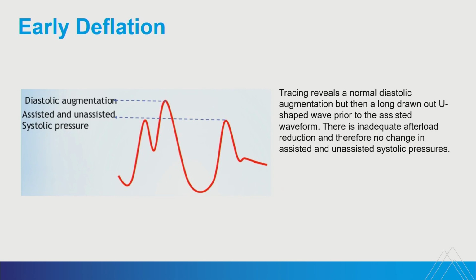This situation is early deflation. So here at the beginning, we're calling this our assisted systolic. This is where the balloon rapidly inflates, so that was proper. The balloon remained inflated all the way here, but right about here, the balloon rapidly deflated early, and then the next systolic beat came. So although this was not detrimental to the patient, it did not reduce afterload. We can see that this and this is about the same, and our assisted is very close to our unassisted systolic. So although this didn't hurt the patient, it was not optimal for the patient.